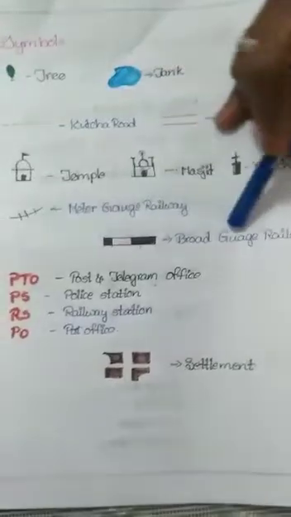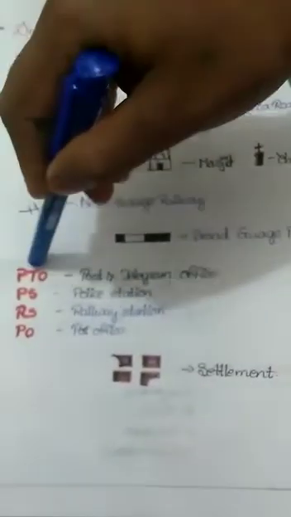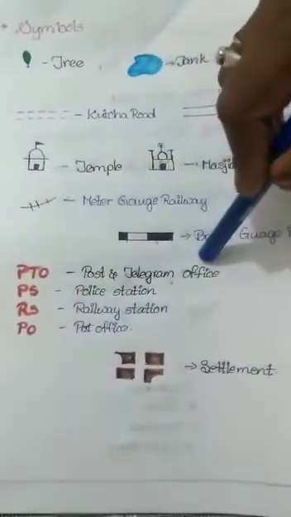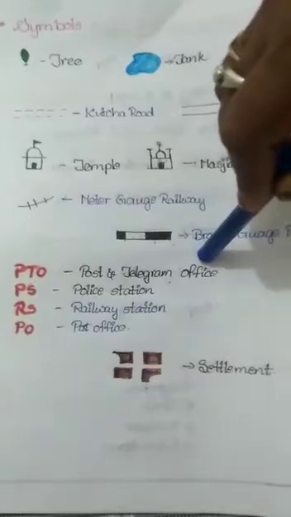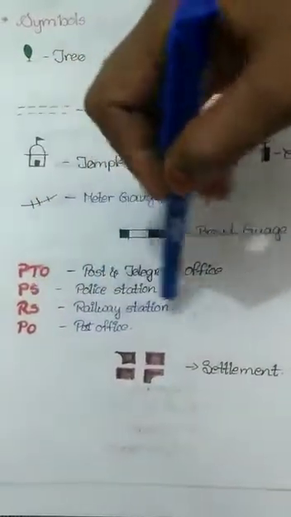Then meter gauge and broad gauge. Not only pictures, we also use initial letters as symbols, just like this: PTO, which means post and telegraph office. It indicates that in that area we have a post and telegraph office. It is easy to locate. And also PS, police station, and RS, railway station.